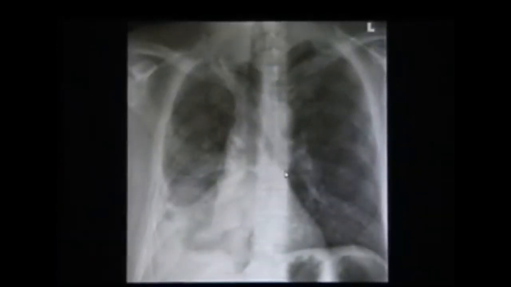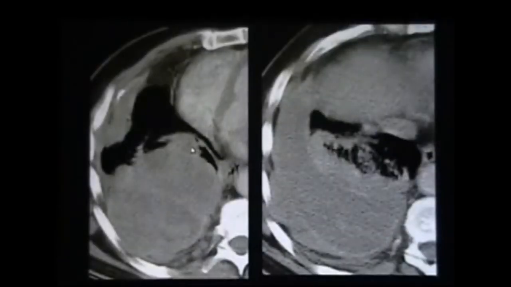Similarly, next case. Now it's on the other side. The small side, the right side, is the bad side. In this case, this could have been a lung cancer, but it was malignant mesothelioma. Again, volume contraction versus volume expansion.